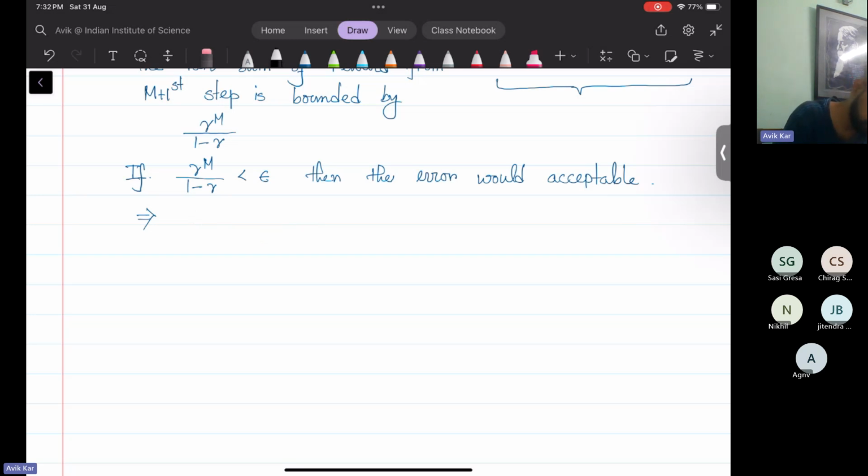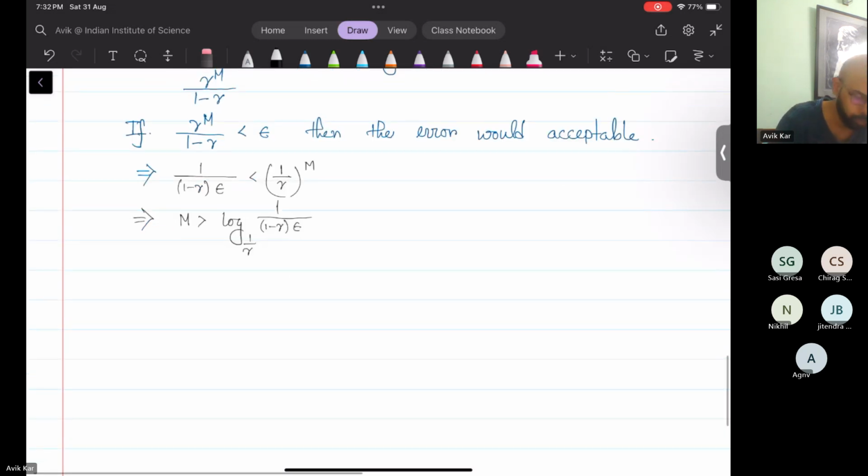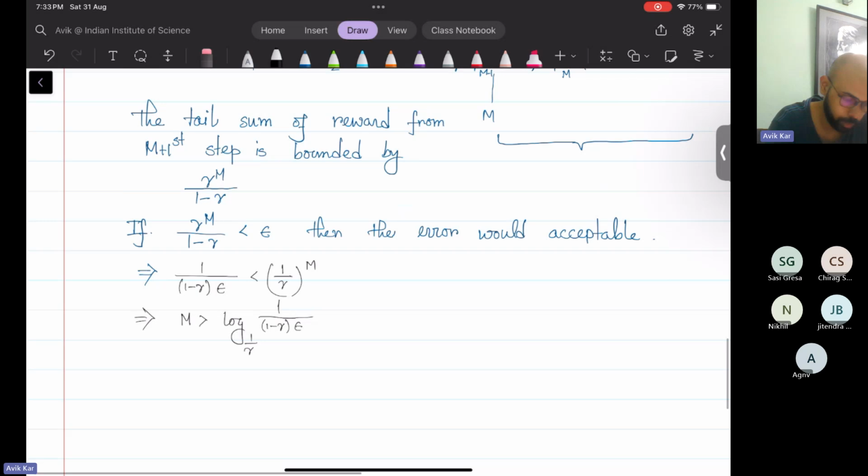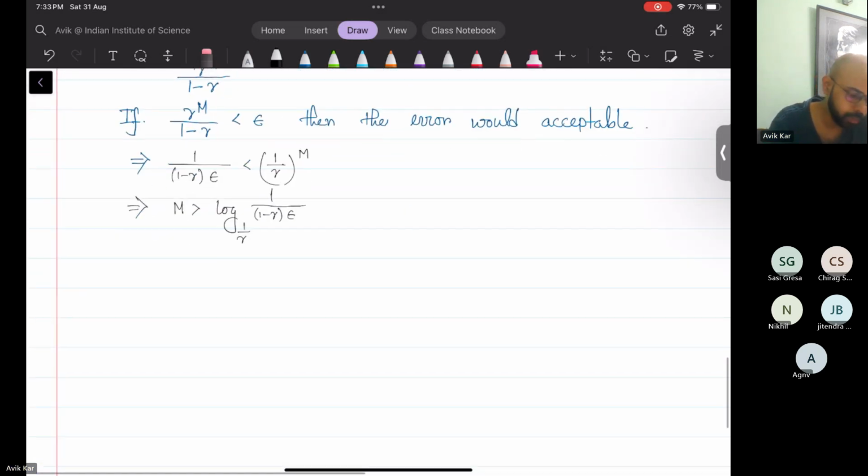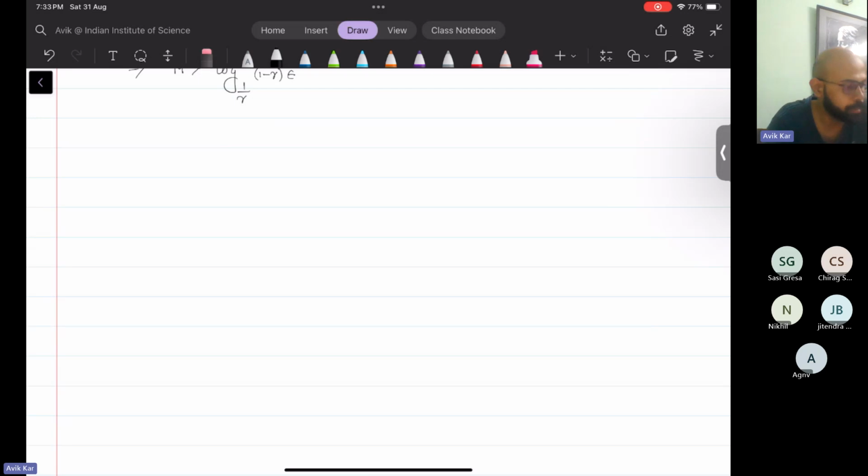Yeah, I think this will be okay. Let me calculate: without the 1 by 1 minus gamma, epsilon is 1 by gamma raised to n. So if gamma raised to n is less than epsilon, then we are fine. We are within the limit of the error margin. So this thing we'll keep in mind, and we'll just sample n length trajectories.